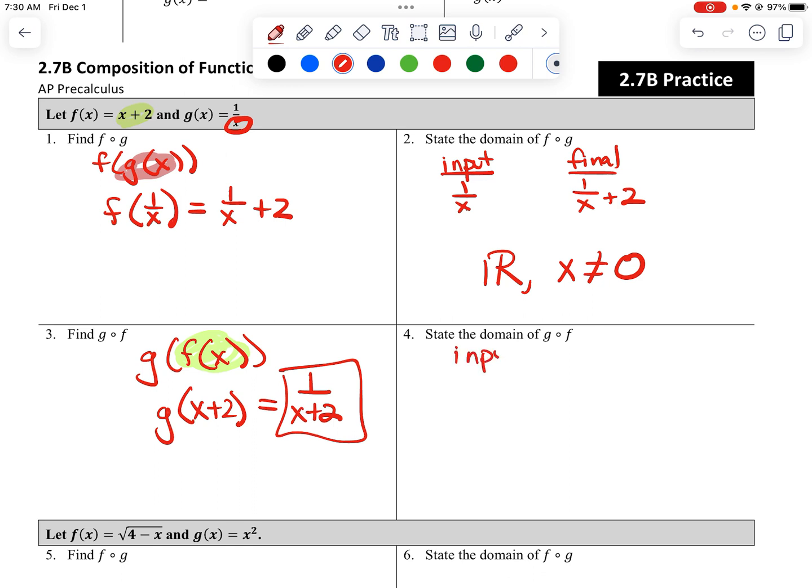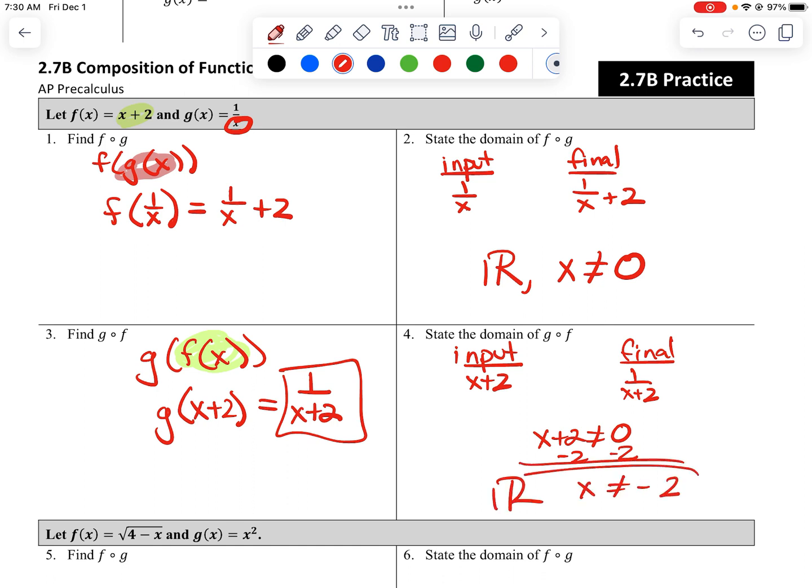And again, for the domains, we check our input of x plus 2, which doesn't have any restrictions, and our final of 1 over x plus 2. Well, again, the denominator cannot equal 0. So if we solve that, x cannot equal negative 2. So it's all real numbers except x can't be negative 2.